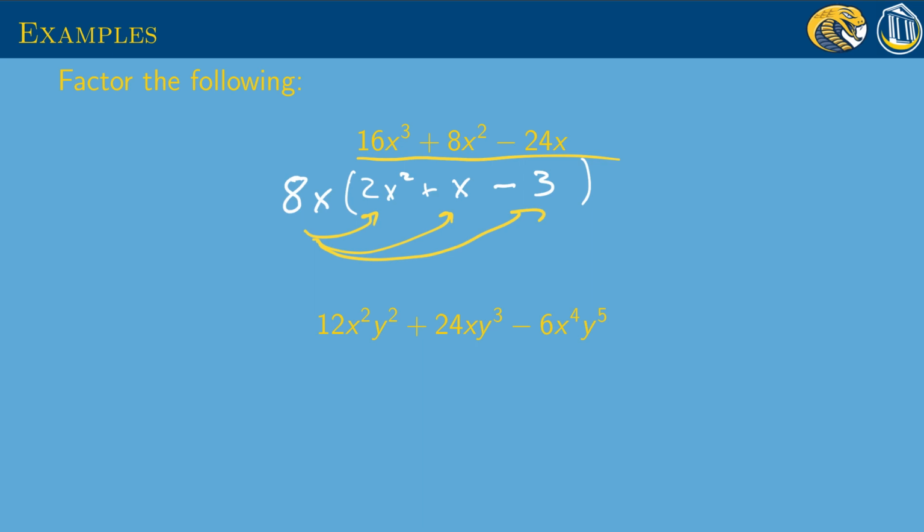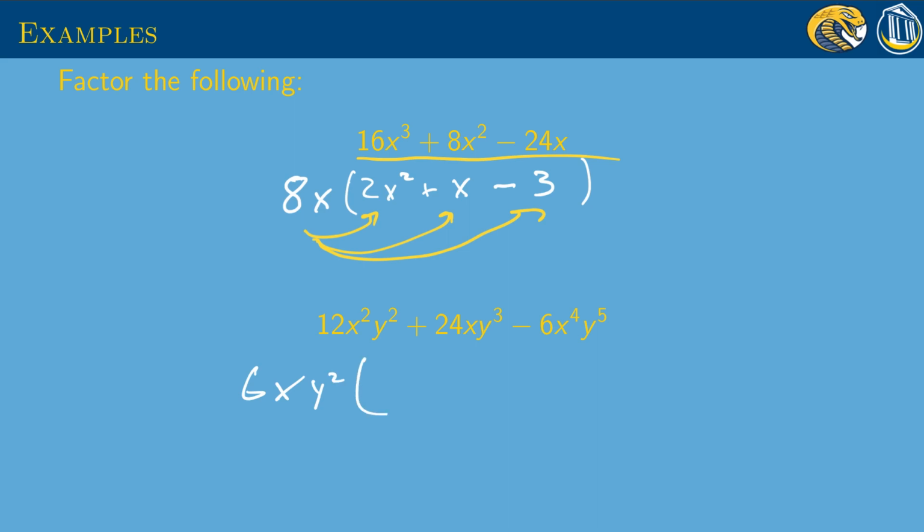All right, this last one looks kind of crazy, a lot going on. A 12, a 24, and a 6. I'm noticing the biggest factor I can pull out there is a 6. We have an x squared, an x, and an x to the 4th. The largest thing we can pull out is an x. And we have a y squared, a y cubed, and a y to the 5th. So that means the largest thing we can pull out is a y squared.